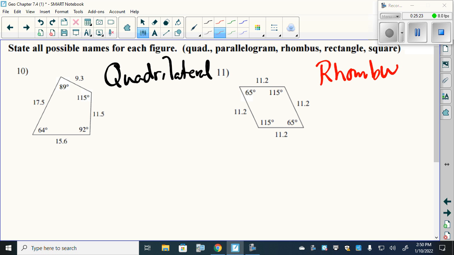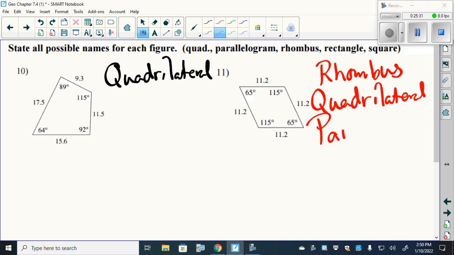We've got a quadrilateral with 4 equal sides, and it is a parallelogram. Are all 4 angles congruent? No, so it can't be a rectangle or a square. Any other questions on this here?